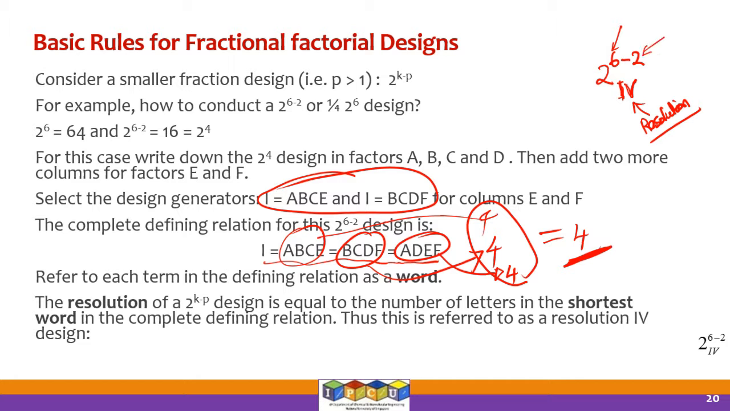This 2 will denote the fraction that we are aiming for. So this is equal to P, this is equal to K, and this is equal to the resolution. The resolution is quite important because you can have the same 2 to the power of 6 minus 2 design, but with lower resolutions. That means with poorer aliasing structures. So whenever we construct fractional factorial designs, you should strive to maximize the resolution as far as possible. That is the idea.